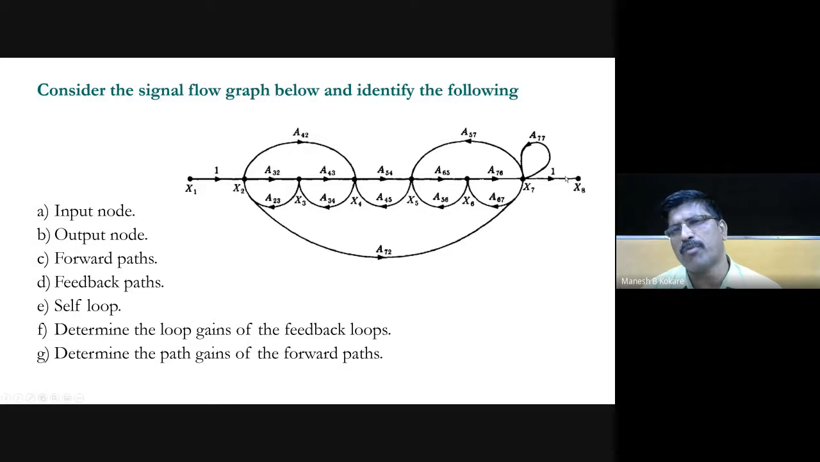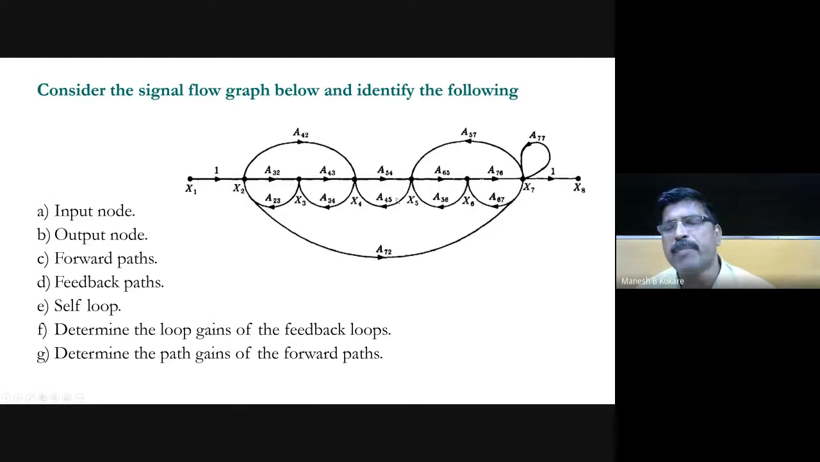Can somebody tell me another forward path? Yes. Right. So you are saying this path, right? Yes, sir. Exactly. So this is the second forward path. Can you tell me any third forward path available? No, sir. Don't you think that X1 and then this one 1 and then this A72 and then 1, this is also a forward path, right?